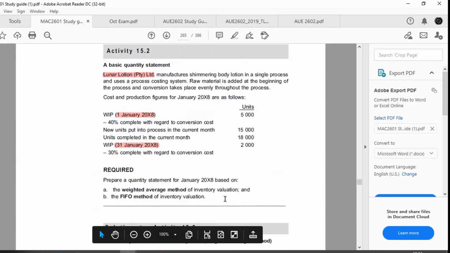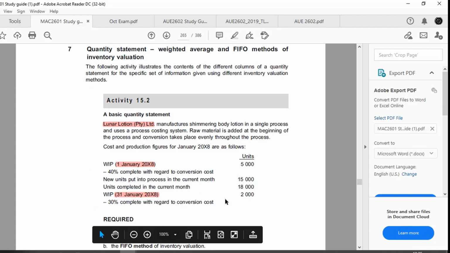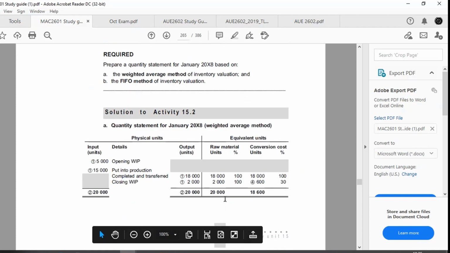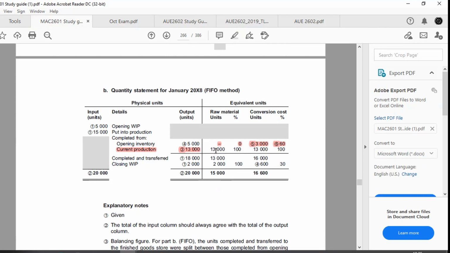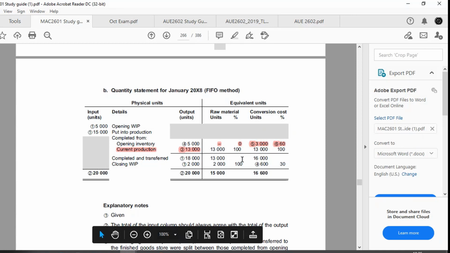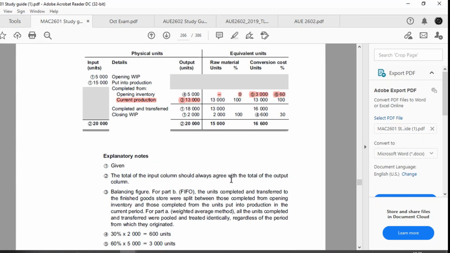Where's the 13? Sorry. It's a carrying balance. So you take the current production and then you minus the closing, right? Yes. So that's the 13. So it's not to say that they're adding more, but it is part of your current production. So what you're saying is that these are the raw materials that we needed in order to give us these completed and transferred units. Oh, okay. If you explain it like that, then I understand.